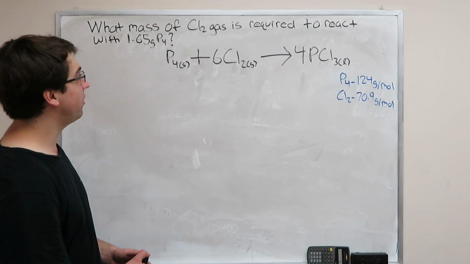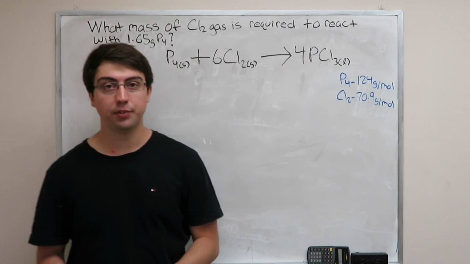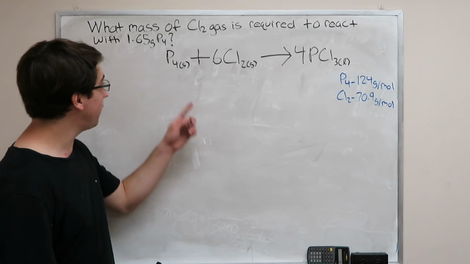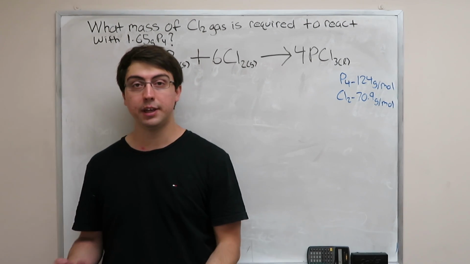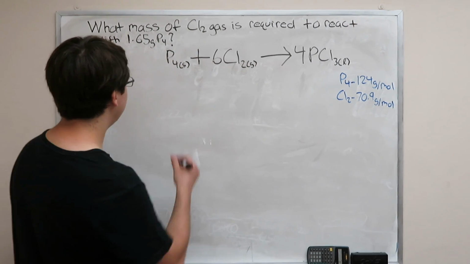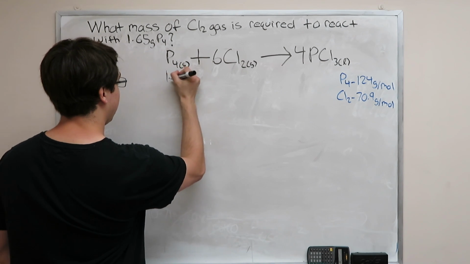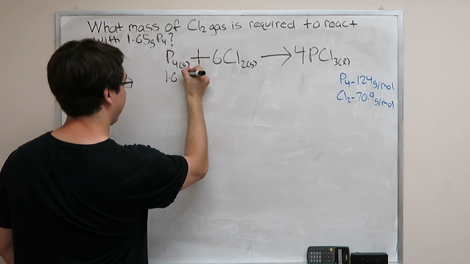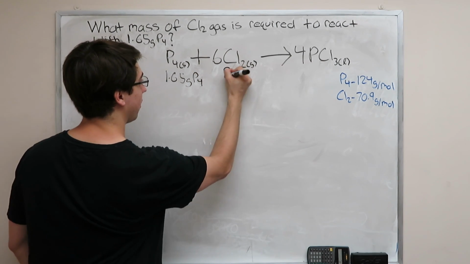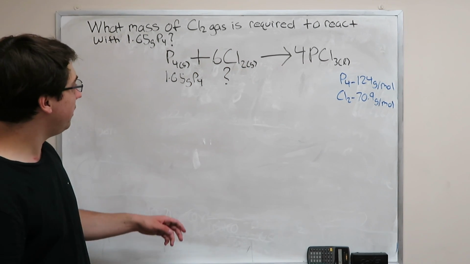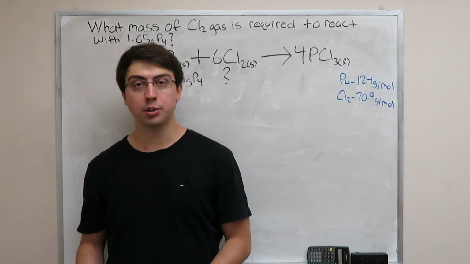What mass of chlorine gas is required to react with 1.65 grams of P4? We're given 1.65 grams of P4, and we're trying to figure out how many grams of chlorine gas is required. First thing we need to do is convert the grams of P4 to moles of P4.